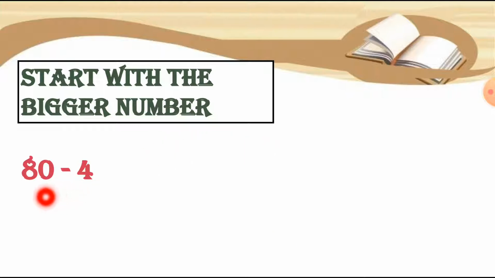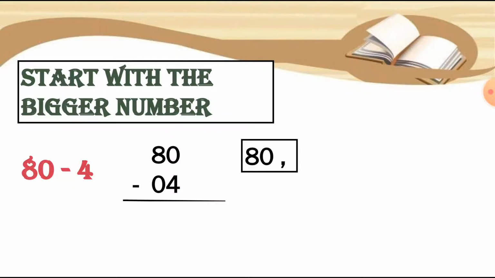Here is 80 minus 4. In this, start with the bigger number, and here 80 is the bigger number, so we have to write this down first in the sum format this way. Now here the bigger number is 80. So we write down 80 and then move back 4 steps. How many steps? 4 steps.